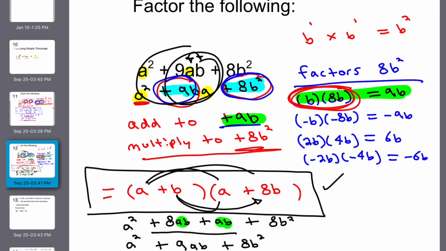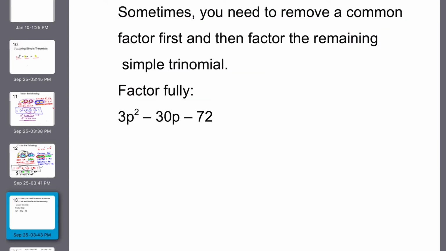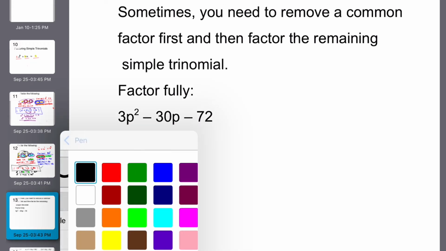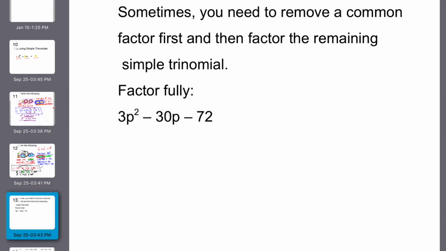Okay? One last problem to finish this off. Sometimes when you're given a simple trinomial, you need to remove a common factor first and then factor the remaining simple trinomial with the same strategies we just talked about. Okay, so this one here we're going to factor fully: 3p squared minus 30p minus 72. So you notice right now there's a 3 in front of the p squared there. And if that 3 is there, it is technically not a simple trinomial because we need there to be a 1 in that spot.